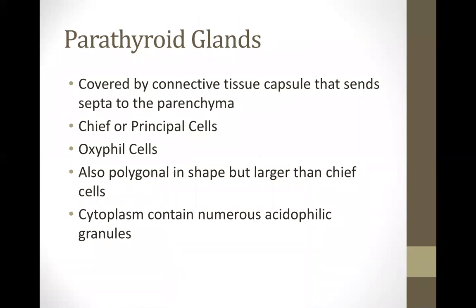glands found at the posterior of your thyroid gland. It is covered by a connective tissue capsule that sends septa to the parenchyma, and the parenchyma of your parathyroid glands are known as your chief or principal cells. Chief or principal cells. There are also cells called your oxyphil cells, and the oxyphil cells are polygonal in shape but larger than the chief cells. If it is larger, it does not necessarily mean they are the parenchyma. The parenchyma are still your chief or principal cells.